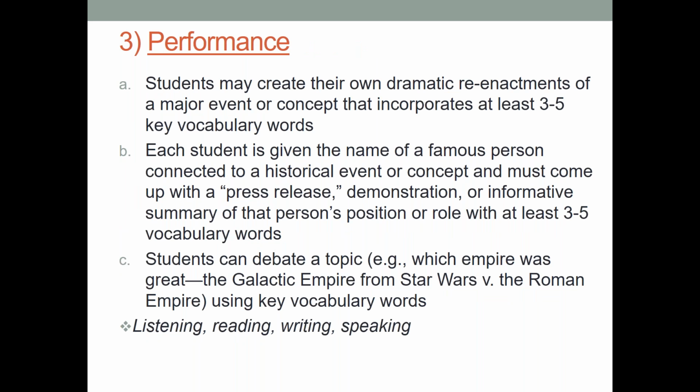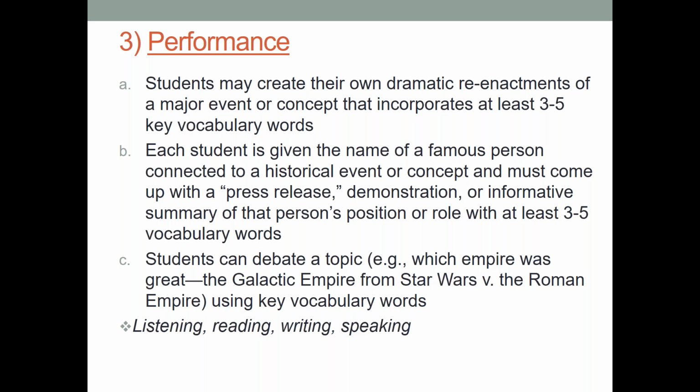Lastly, I want to talk about performance activities. And I think this is one of the most powerful tools for students to really learn language, because it provides them with an opportunity to act out or do a dramatic reenactment of a major event that can represent a different concept or a whole theme. And this can incorporate lots of different vocabulary words. So it doesn't just have to be limited to one. You definitely can incorporate as much as you want in there.